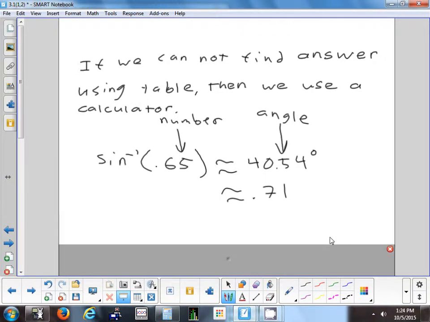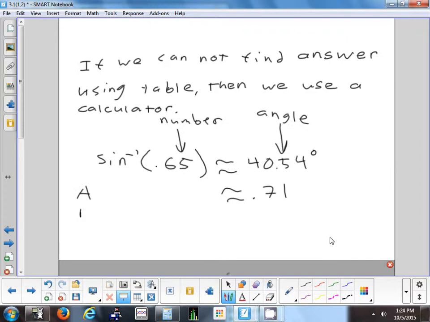Now, let's say you saw these answers on a test. I promise there's going to be only one correct answer here. So I want you to pick which answer you think is correct.